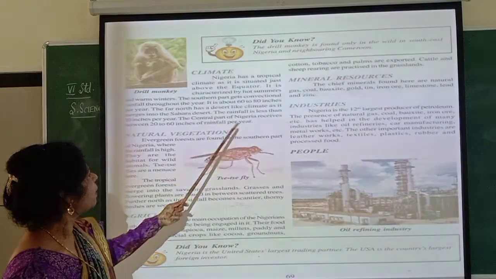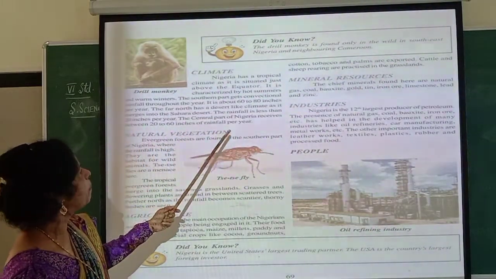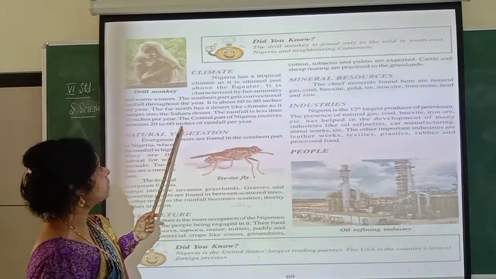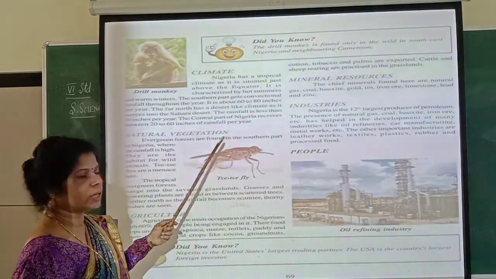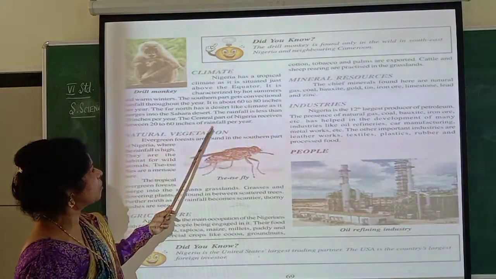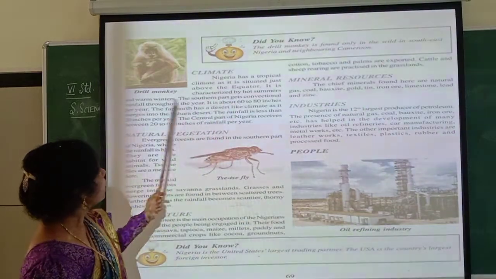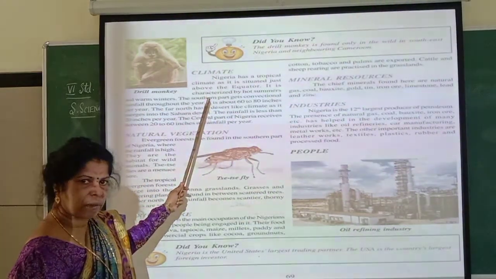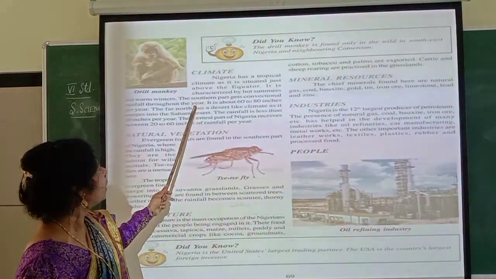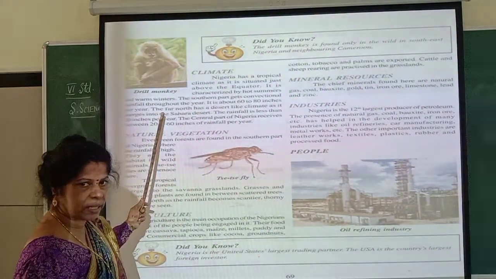The central part of Nigeria receives between 20 to 60 inches of rainfall per year. So you can see here, convectional rainfall throughout the year means every time throughout the year there will be rainfall. And what they have said, it is about 60 to 80 inches per year.